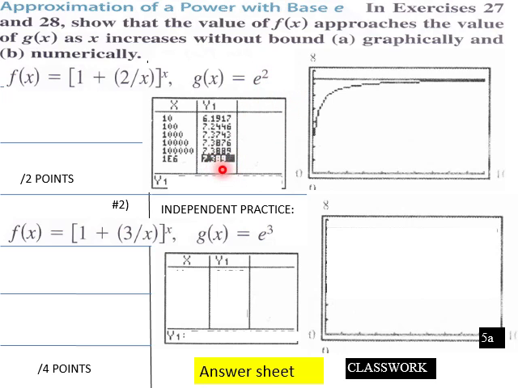So e squared would be 7.389. This line here tends to approach e squared as x progresses towards infinity. That would be what your graph should look like on your graphing calculator. So graphically and numerically, here's your numerical representation. As x goes to infinity, it approaches 7.389. Okay, so into our next example here.